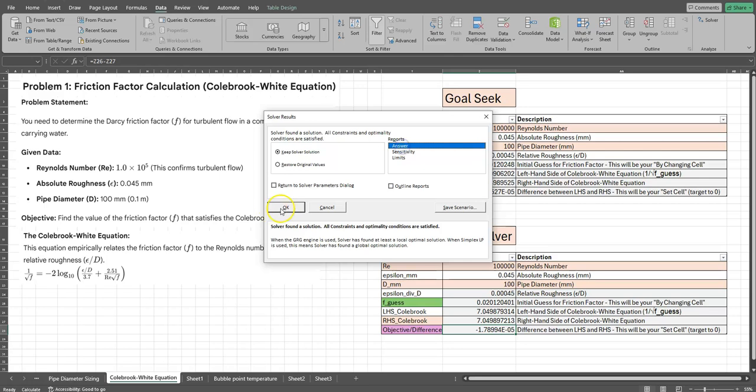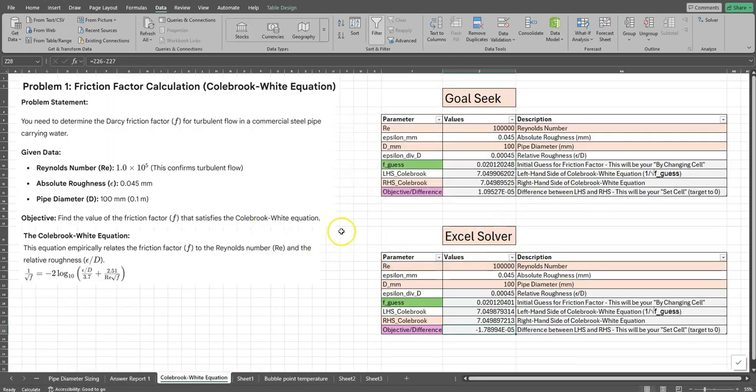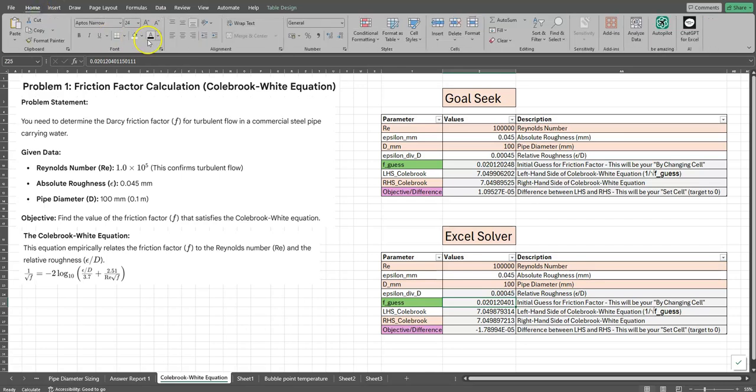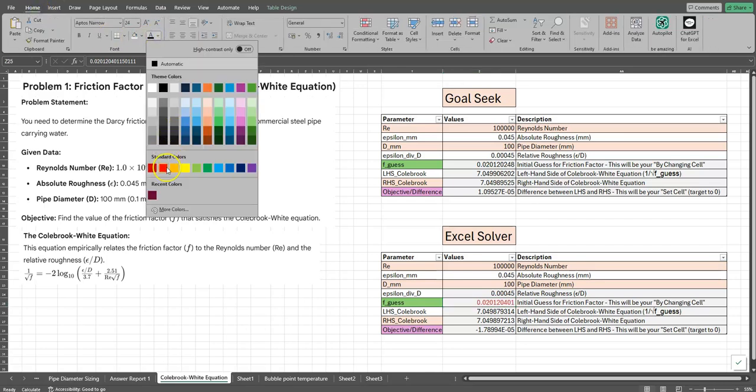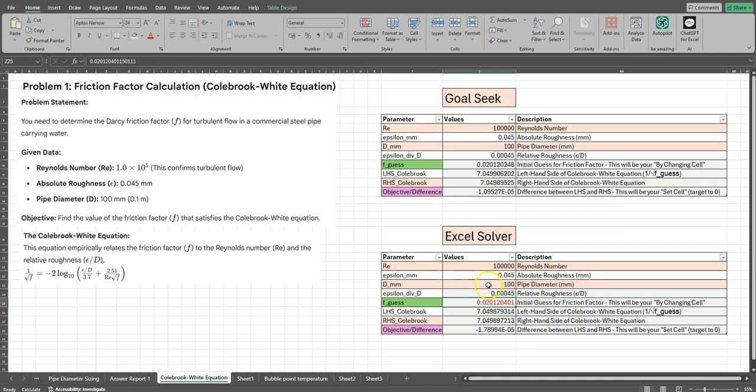I'm keeping the answer. Now I'm getting the answer, the F value is 0.0201. So this value is our answer, the friction factor. So this is the friction factor using Excel Solver, and I'm getting the friction factor using Goal Seek as well.